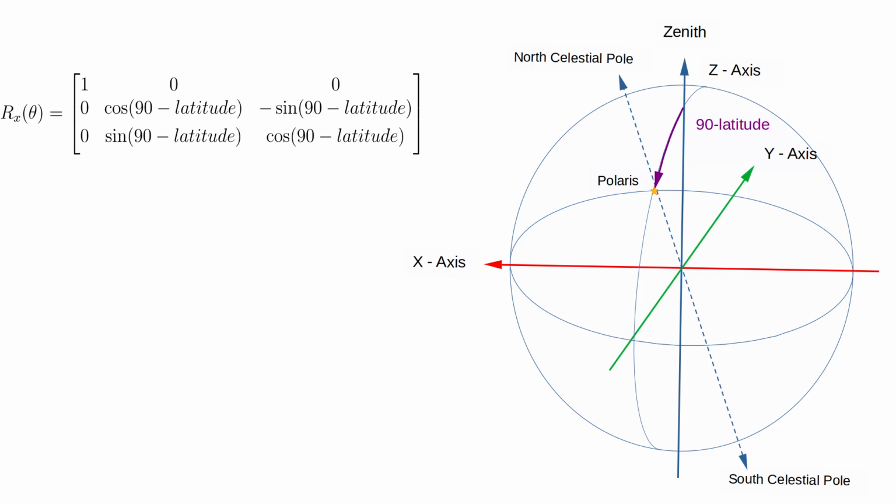The second rotation adjusts for the observer's latitude. At the North Pole, the celestial pole appears directly overhead. As we move south, it appears lower in the sky and reaches the horizon at the equator. To simulate this, we rotate the celestial sphere around the x-axis.